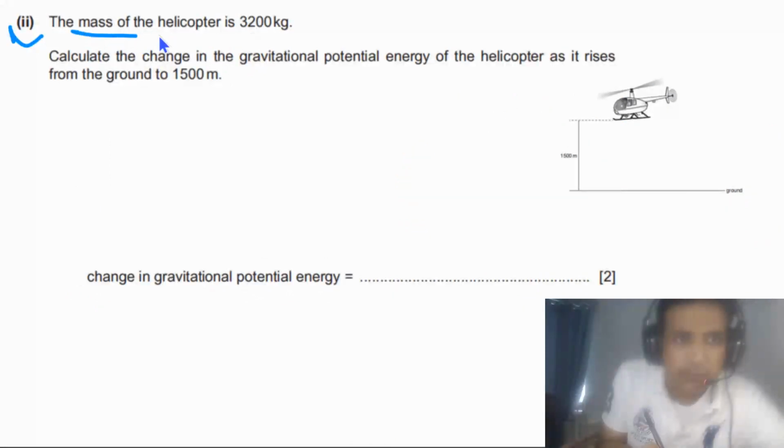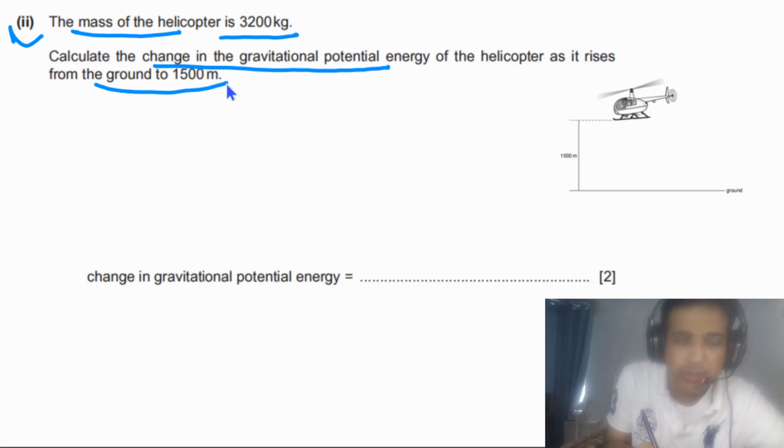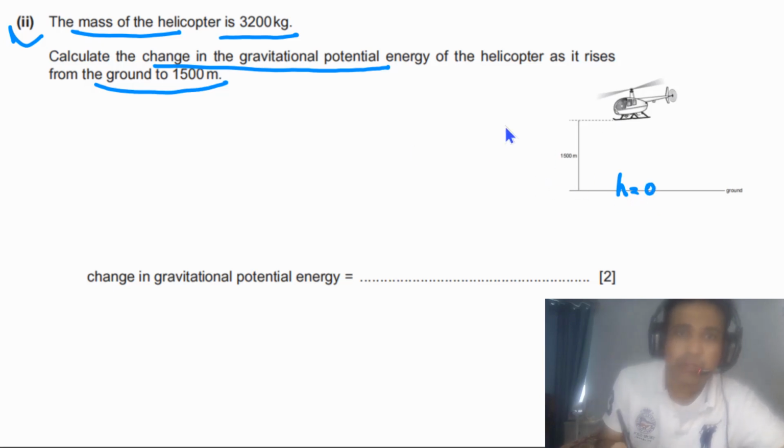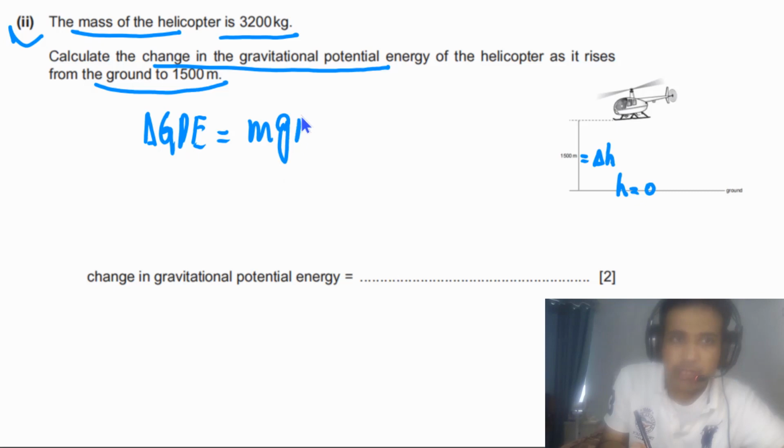Second part says the mass of the helicopter is 3200 kgs. Calculate the change in the gravitational potential energy of the helicopter as it rises from ground to 1500 meters. So ground we can take as our reference point, means h is equal to 0 here. So the change in height is equal to delta h. We need to calculate change in GPE, so we can write delta GPE. This will be equal to mg delta h, change in gravitational potential energy.